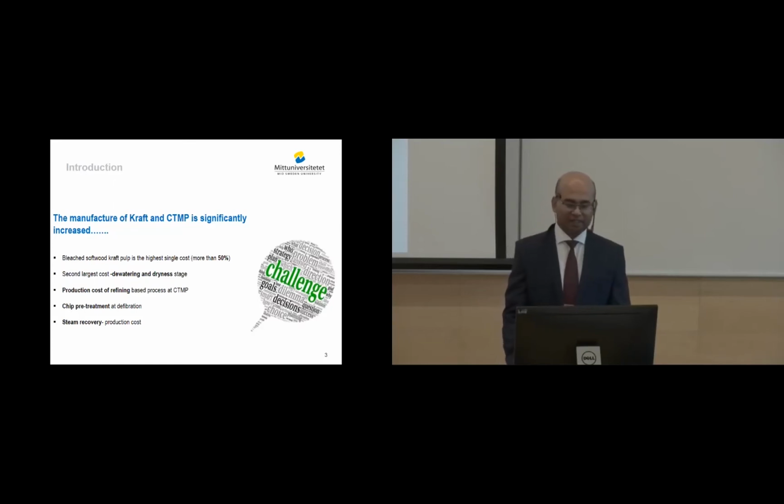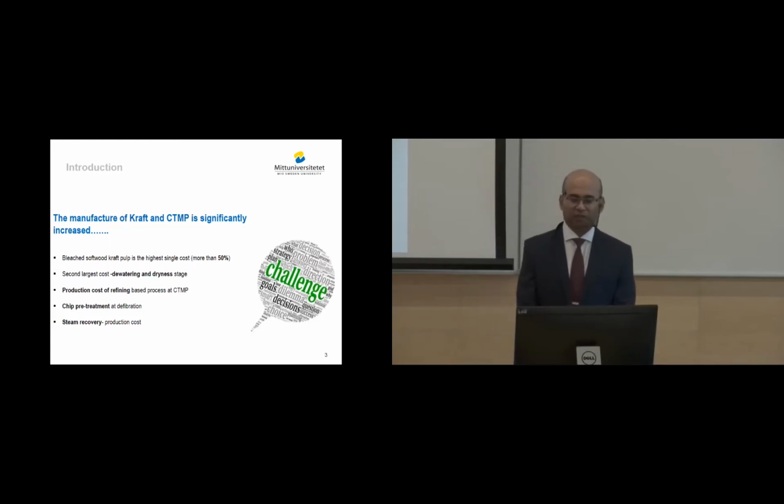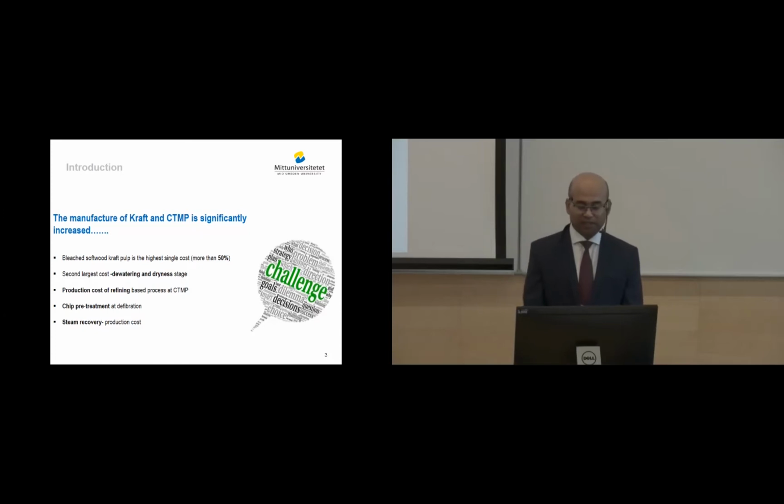And then we see the manufacture of kraft pulp and CTMP is significantly increased for the production of hygiene papers, such as tissue papers, and also most of the packaging materials, for example, paperboard and liner. But the challenge in front of the industry, when they try to fill up the gap, is that they have a lot of difficulties. I will say the word challenge, because bleached softwood kraft pulp is the highest single cost. It was more than 50% of the manufacturing cost.